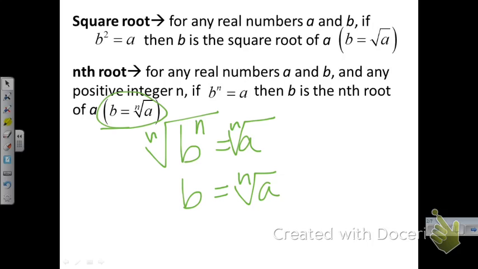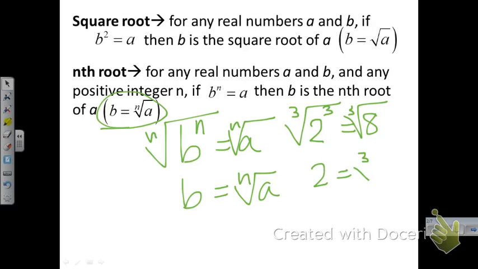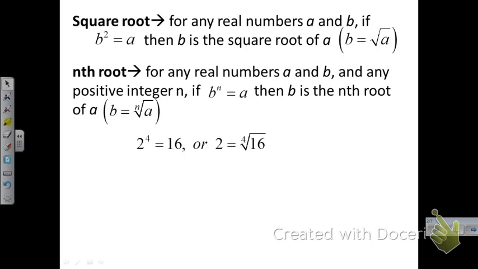So I could give you an example, like if I have 2 to the third equals 8, then how do I find out what 2 is? We would take the cube root of both sides. That would get rid of your exponents, and so we know 2 is the cube root of 8. I'm going to show you an example right here. Okay, so here I have 2 to the fourth is 16. Another way that we can write that is we can take the fourth root of both sides, and that leaves us with the 2 here is the fourth root of 16.